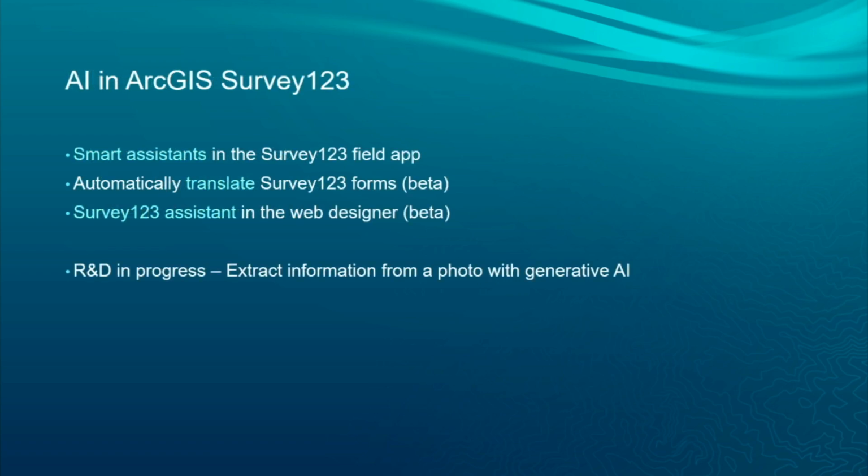Firstly, I just wanted to cover where we're using AI in a few different places in Survey123. We like doing a lot of research, and we're dabbling in a few different areas. That includes smart assistants in the field app, which is the focus of this session. But we've also got automatic translation in the web and in Connect, and the Survey123 assistant in the web designer, which uses generative AI to create a survey form for you from a chat-like conversation.